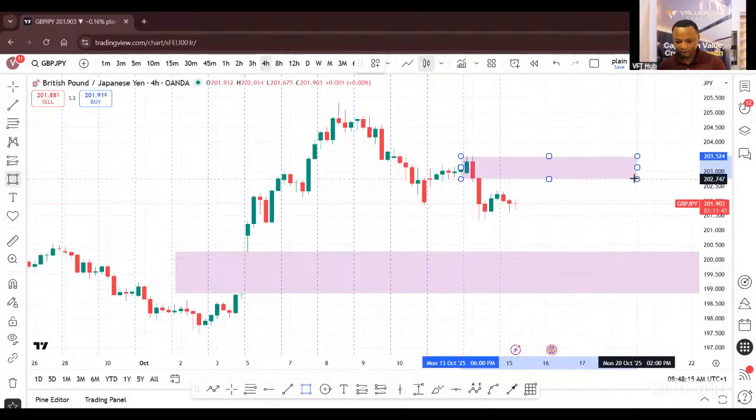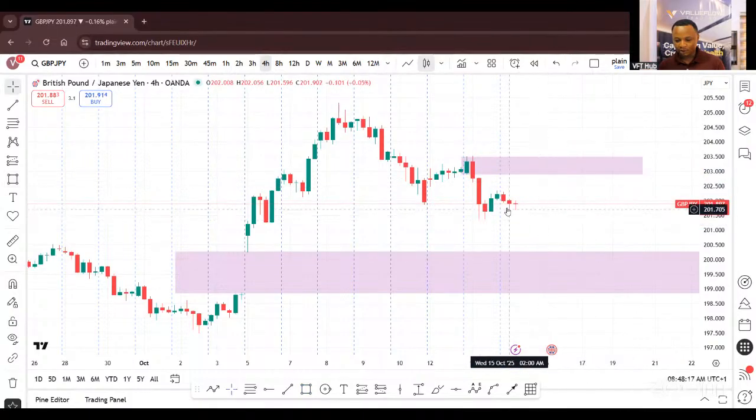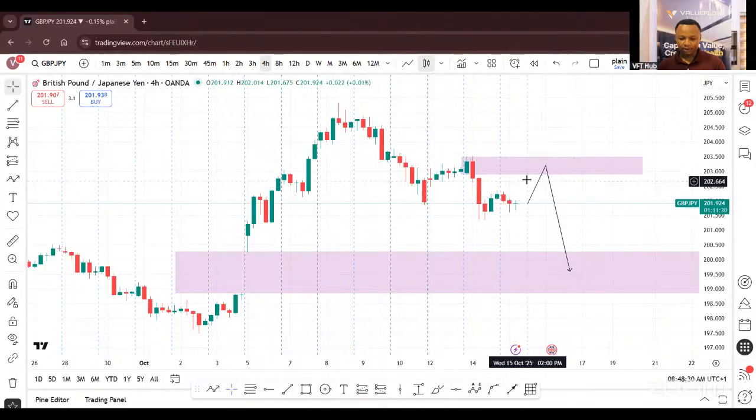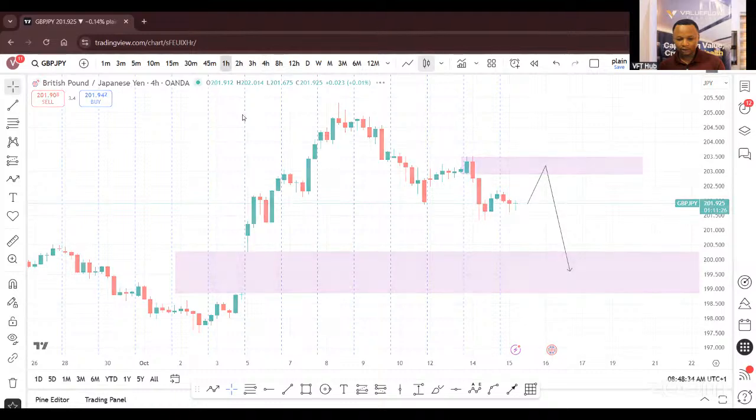Now, one of the places I've been big on seeing GBP JPY retrace to is around here. I'm expecting a sell from here. I want to see something like this, and then I'll sell it all the way here. So this is one of my expectations. I'm looking out for a sell of GBP JPY all the way to the downside from here.